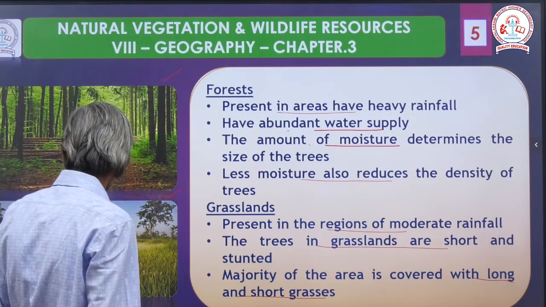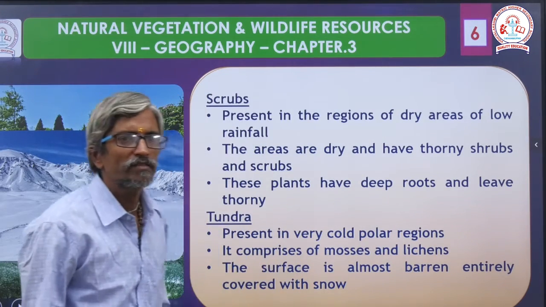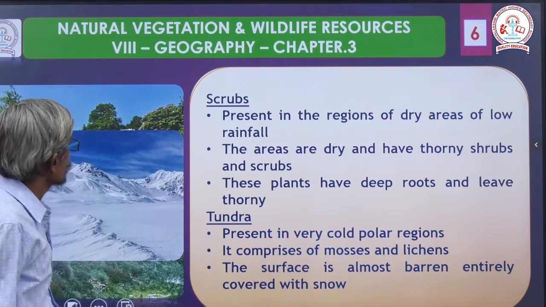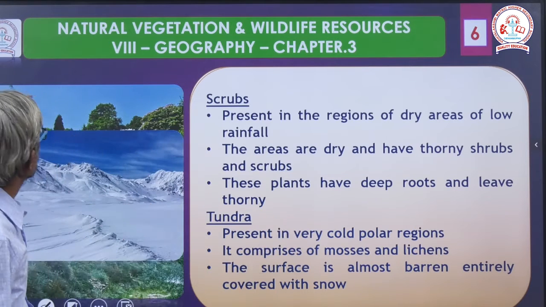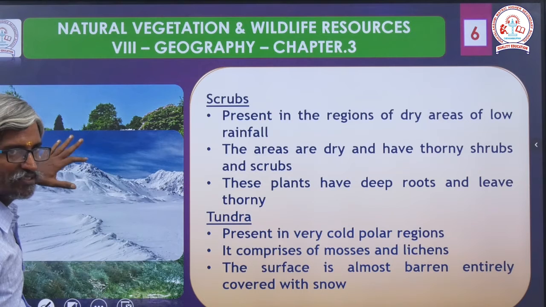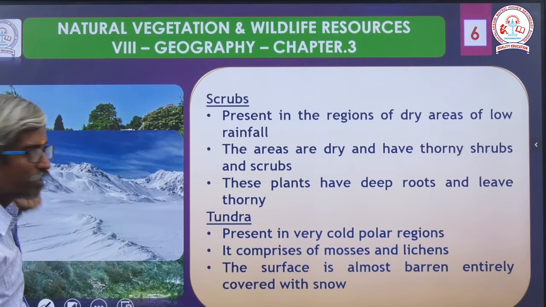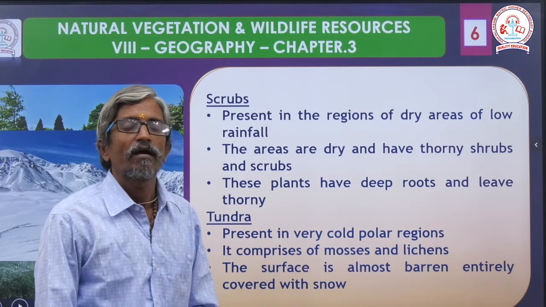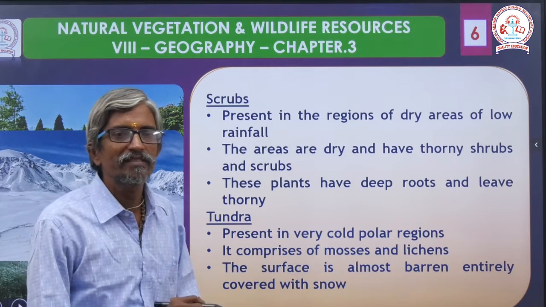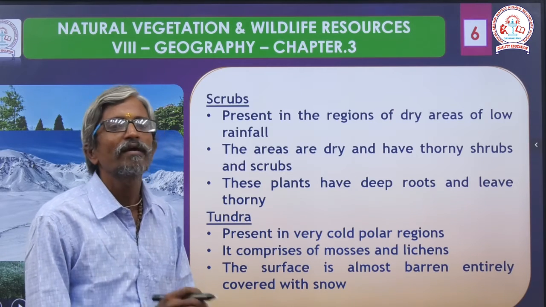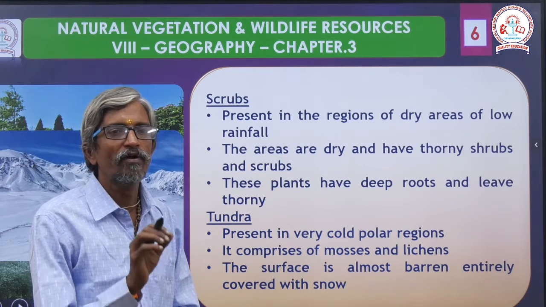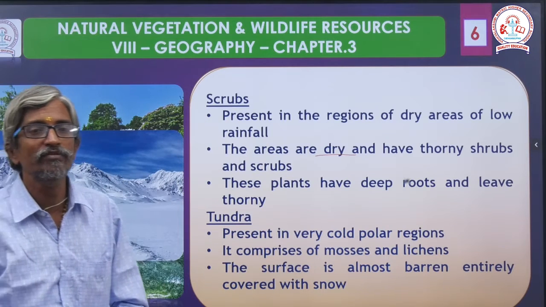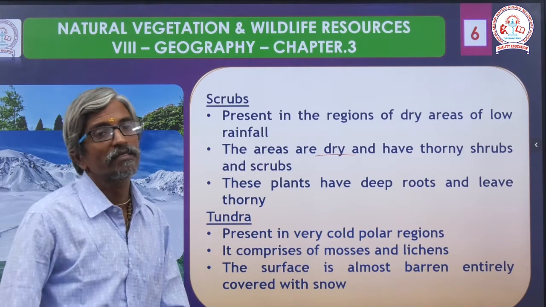Clear? Next, scrubs and thorny shrubs. Mostly we use the words thorny shrubs and scrubs. Okay, I inserted a picture here. Three varieties, I made 3 slides here. The first one is about the Tundra region. Clear? Scrubs are present in the dry areas of low rainfall. Where can we see them, sir? In the dry region. Why is it said to be dry? Because it is a place with very low rainfall. The areas are generally dry and we can see the thorny scrubs and the scrubs.